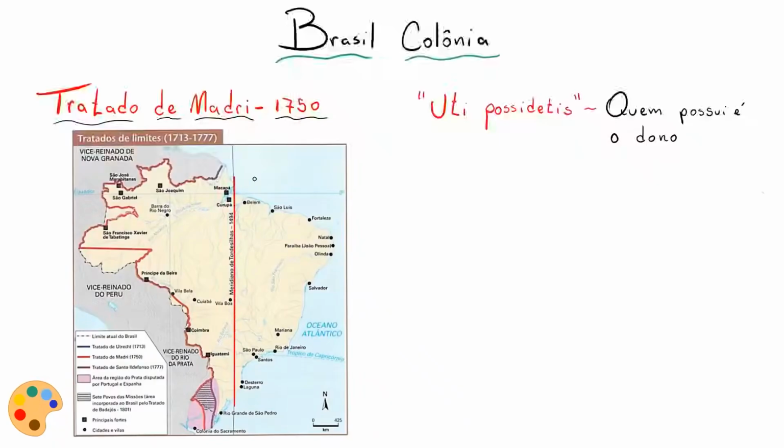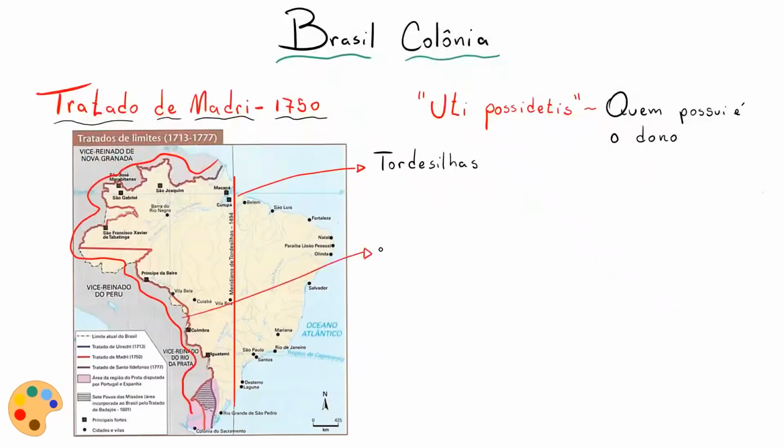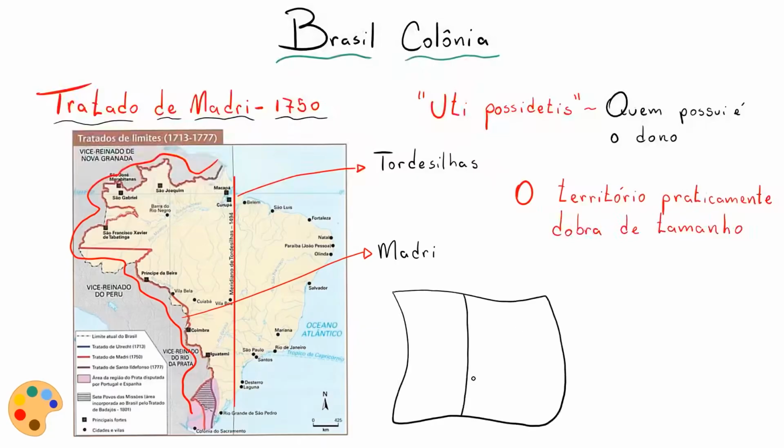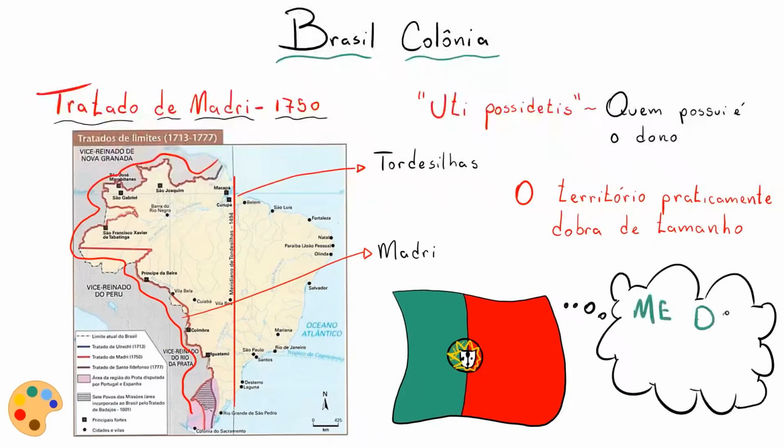In other words, it was claimed that Portugal was the legitimate owner of the territory because they were the ones actually occupying it. And here, the Treaty of Madrid is signed in 1750, which practically doubled the previous borders of Brazilian territory. And here, the country's borders basically become the ones we have today, with a few exceptions, as we will see next. When Brazil finally gains its independence in the year 1822, the so-called Imperial period begins.